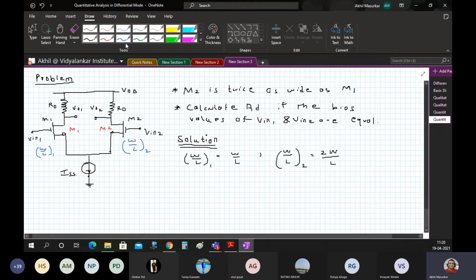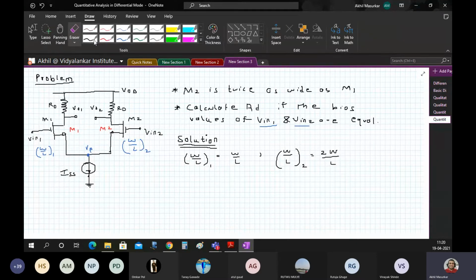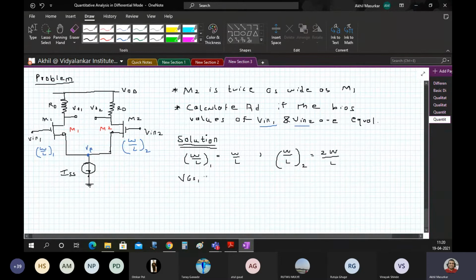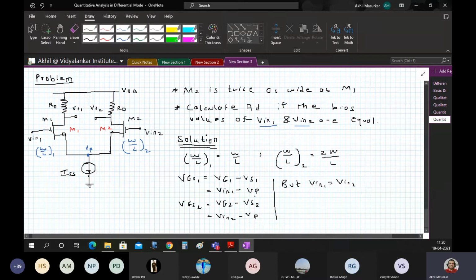So now what is given in the problem? Again, V in 1 and V in 2 are equal, so we can say that this point is common. Here VGS1 is equal to VG1 minus VS1, which will be V in 1 minus VP, and VGS2 is equal to VG2 minus VS2, which will be V in 2 minus VP. But V in 1 is equal to V in 2. That is why VGS1 is equal to VGS2.